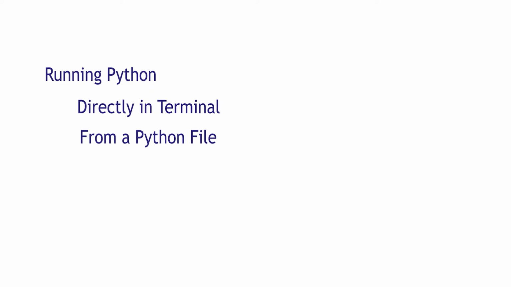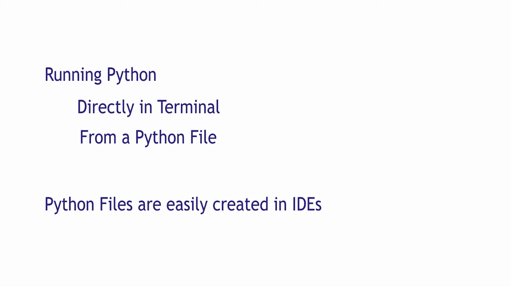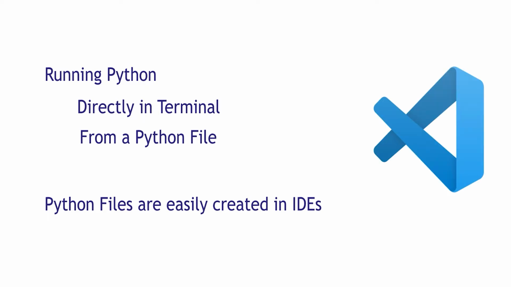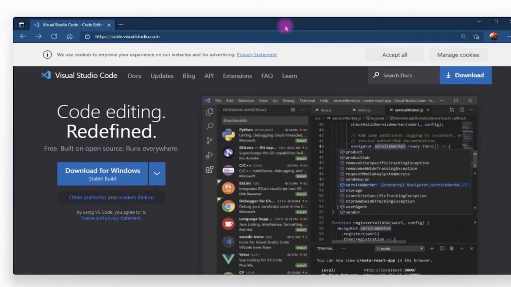We can create a Python file using Notepad, but there are text editors created specifically for writing code. These are called Integrated Development Environments, IDEs in short. One of the best IDEs is Visual Studio Code. You can download and install it from code.visualstudio.com for free.